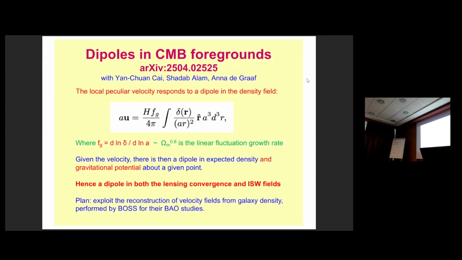And the beautiful thing about this is that you predict a dipole moment not just in the density, but in any quantity that's related to the density, and particularly the gravitational potential. So, from the point of view of everything I talked about in the first part, that means there should be dipoles in the quantities that you can observe in the microwave background. That is, in particular, the lensing convergence, and also the ISW effect, the heating or cooling of microwave photons.